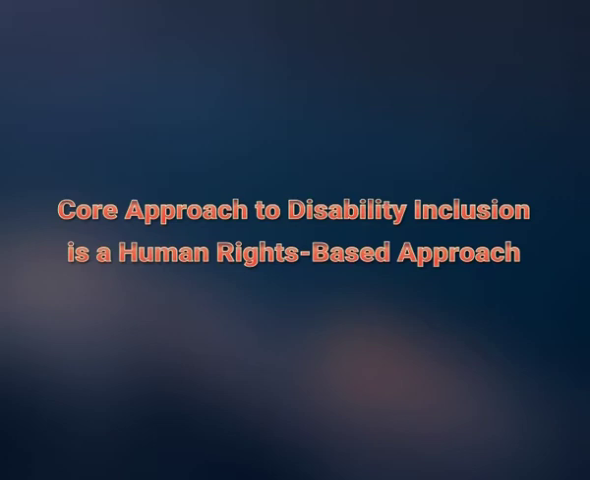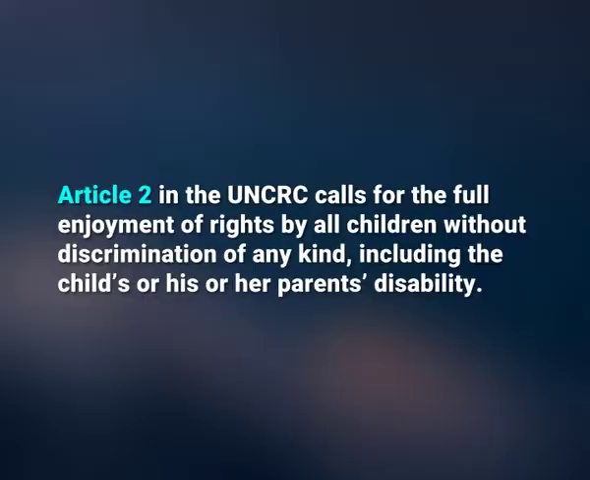So, the core approach to disability inclusion is a human rights based approach. The two key instruments guiding the effort for disability inclusion include the UNCRC, which guides various institutions to work for the cause of child rights. Article 2 in the UNCRC calls for the full enjoyment of rights by all children without discrimination of any kind, including the child's or his or her parents' disability.